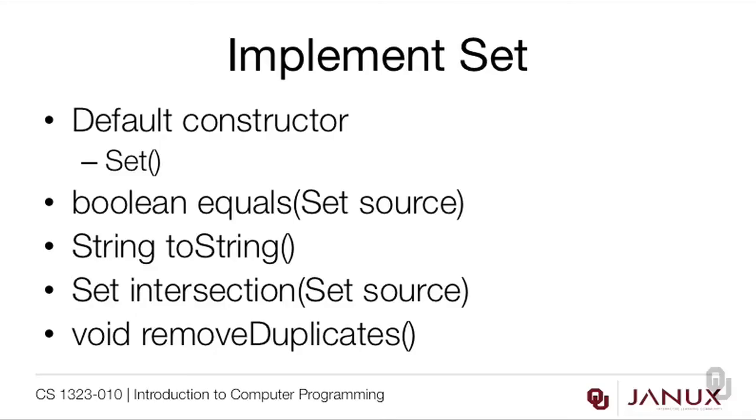This is not something we want people outside of the class to be aware of. In fact, if you'll notice, people outside of the class don't have any idea that we're using an ArrayList to store this data. We'll talk more about that design decision later. Now it's time to implement some of our set. So we'll implement the default constructor, the equals operator, the toString method, the intersection, and removeDuplicates. So that will give us a nice cross-section of methods to look at.